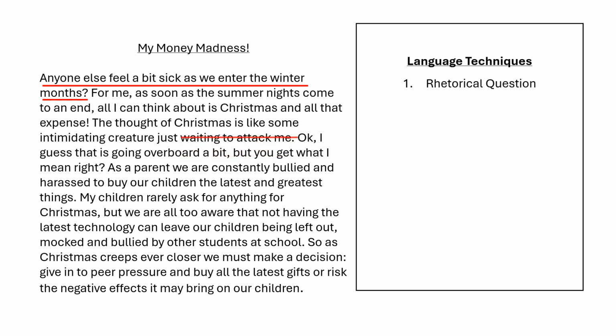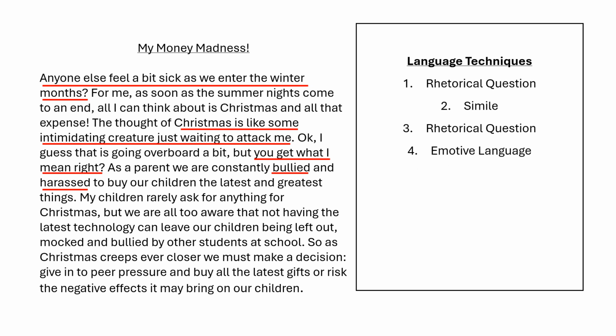For number 2, we've got Christmas is like some intimidating creature just waiting to attack me, and that would be a simile. Next we have but you get what I mean, right? Which again is another rhetorical question. Then we have bullied and harassed, which are examples of emotive language. For number 5, we've got latest and greatest, which is superlative adjectives. Number 6, being left out, mocked and bullied, is a triplet or a group of 3.